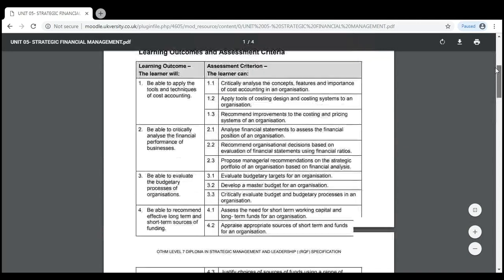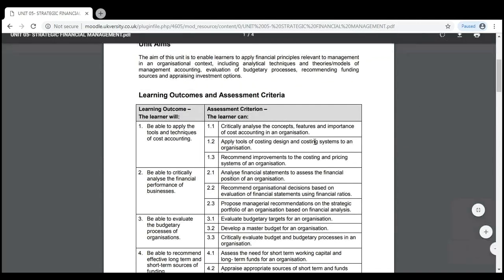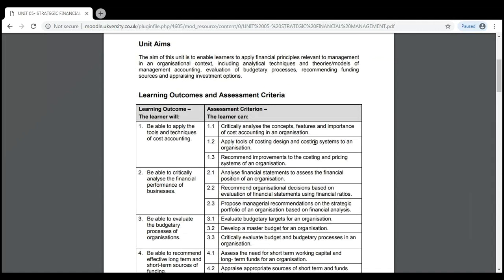being able to apply the tools and the techniques of cost accounting, where I discussed different costing methods. We discussed marginal cost. Marginal cost means the cost of any product which consists of all the variable costs of production. It comes under the marginal cost.